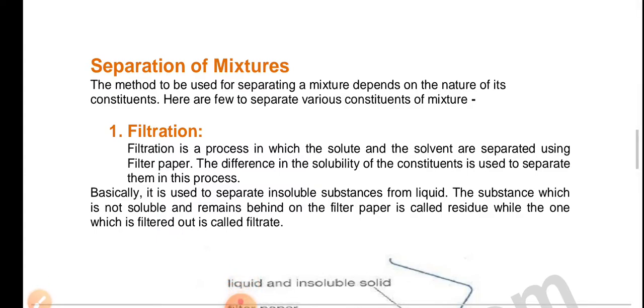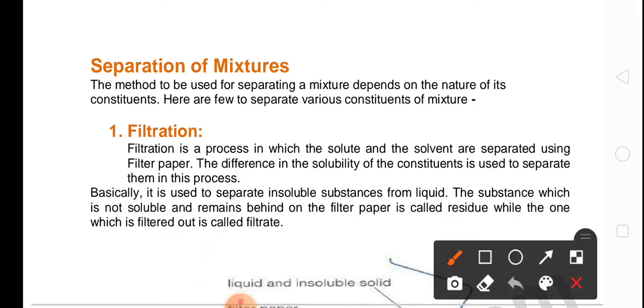Now we are going to discuss the separation of mixtures. The separation of a mixture depends on the nature of its constituents. There are many methods to separate mixtures, of which the first one is filtration. You know what is filtration?